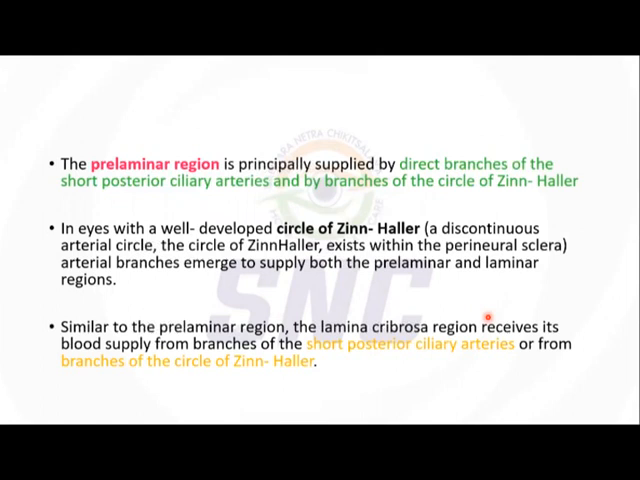The prelaminar region is supplied by direct branches of the short posterior ciliary arteries and branches from the circle of Zinn-Haller. In some eyes with a well-developed circle of Zinn-Haller, a discontinuous arterial circle exists within the perineural sclera, and branches from this circle emerge to supply both the prelaminar and laminar regions. Similar to the prelaminar region, the lamina cribrosa region receives its blood supply from branches of the short posterior ciliary arteries and the circle of Zinn-Haller.